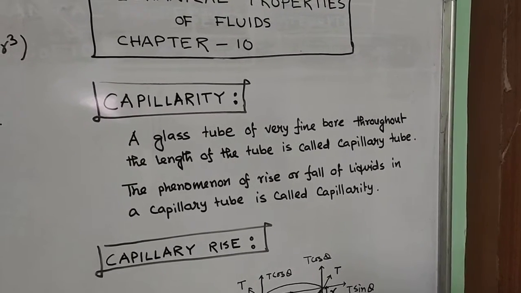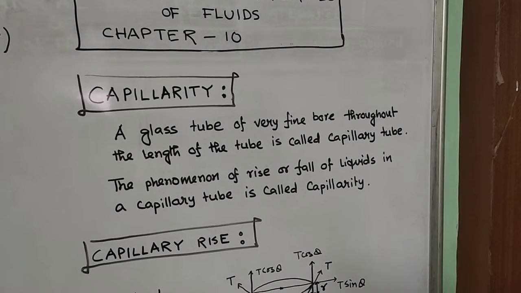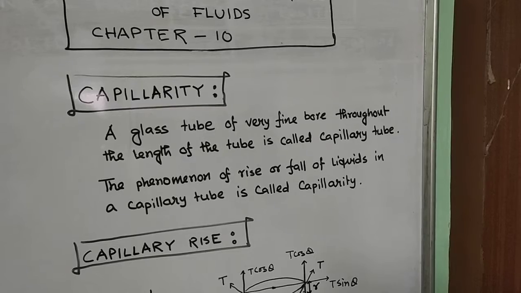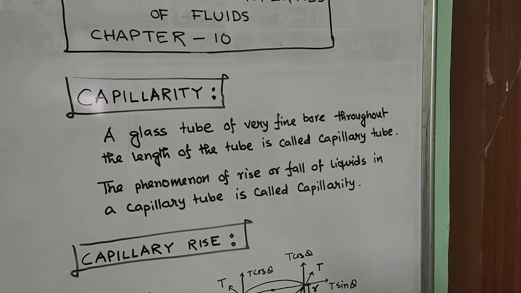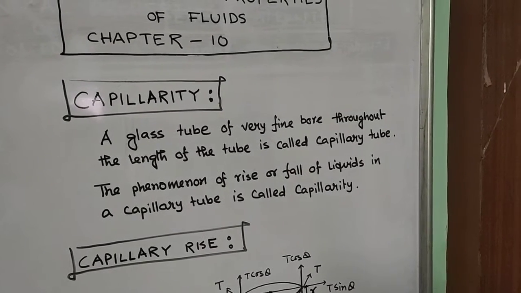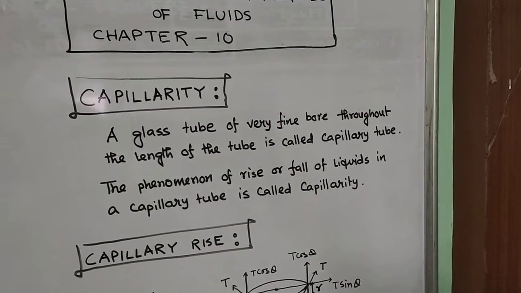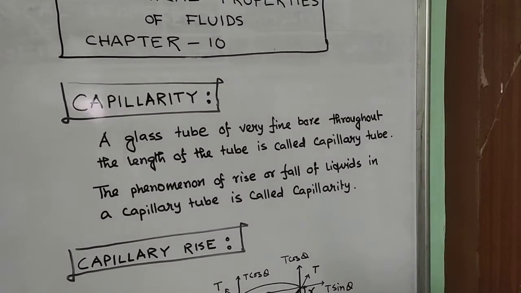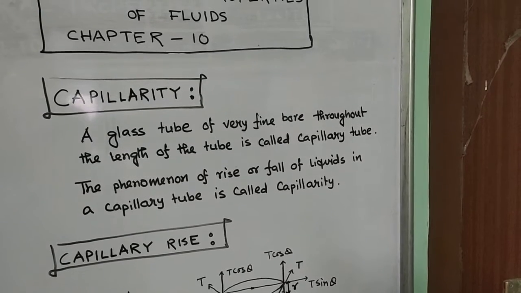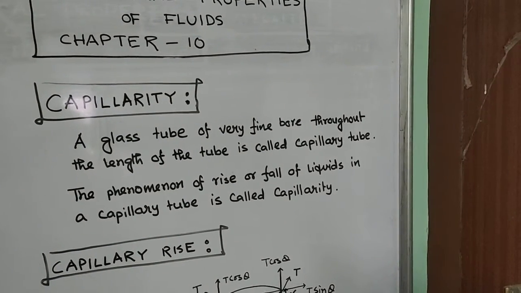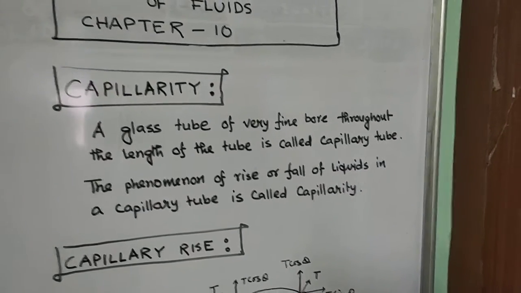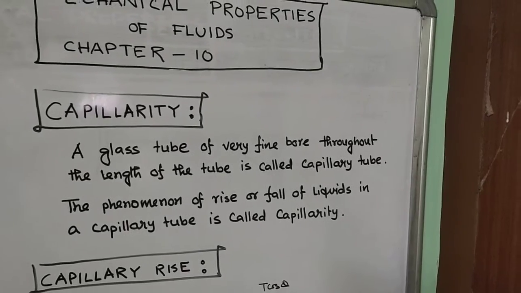So it says that a glass tube of very fine bore throughout the length of the tube is called a capillary tube. It means throughout the length, the bore should be uniform. The hollowness should be uniform throughout the length of the tube. Then that tube can be defined as your capillary tube. The phenomenon of rise or fall of liquids in a capillary tube is called capillarity. Capillarity means the rise or fall of liquid inside the capillary tube.